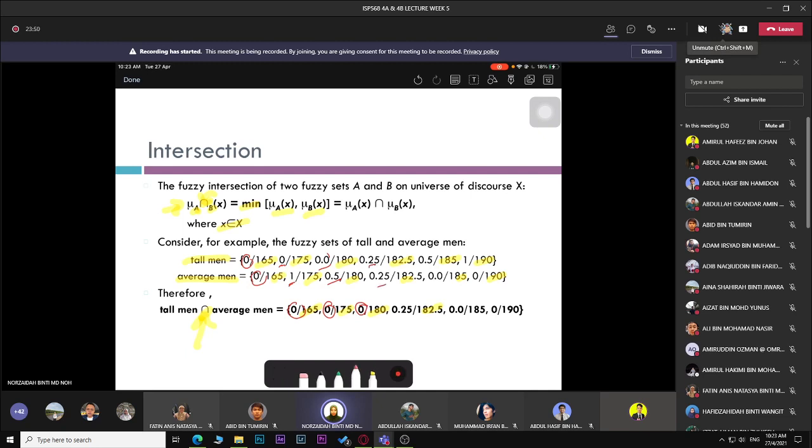0.25 and 0.25, we take the minimum value, which is 0.25. For 185, the same goes here, 0.5 and 0, so we take the minimum, 0. For 190, the minimum of 1 and 0, we take 0. If we look here, there is only one element that belongs, since 0 means not belonging. So the graph becomes smaller than the original graphs. Okay. Clear?